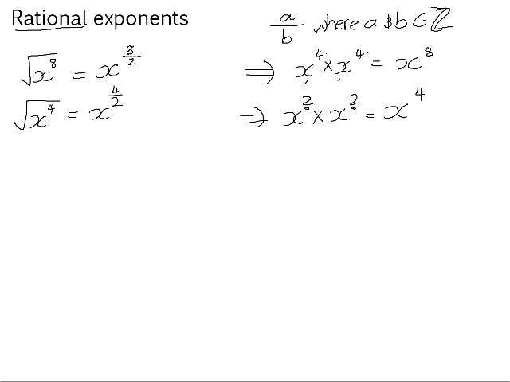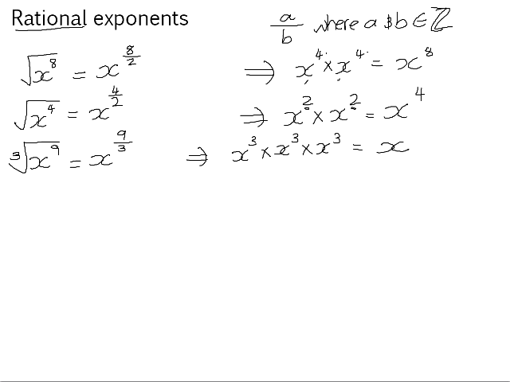So let's now look at a cube root, something like the cube root of x to the power of 9. We now need to find the number that we multiplied by itself 3 times to give us x to the power of 9, and we would have added the exponents together to give us 9. So here, we need to split 9 into 3 equal parts. So x cubed times x cubed times x cubed. Let's just check. Multiply powers of the same base, we add exponents. 3 plus 3 is 6 plus 3 is 9.